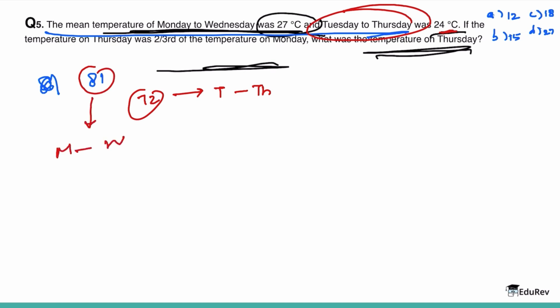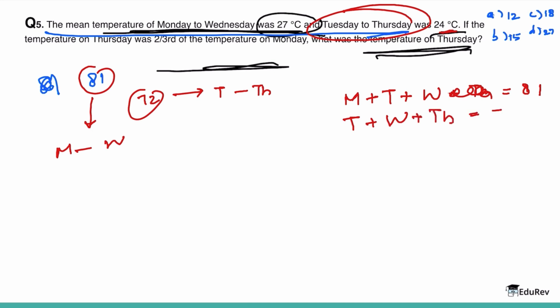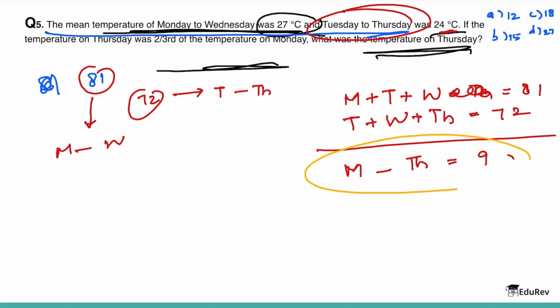Now, the difference will arise out of the replacement of Monday by Thursday. Correct? Because Tuesday and Wednesday is common to both of them. The only change is Monday and Thursday. Now, how can I mathematically write it? Monday plus Tuesday plus Wednesday is going to give me 81. Then Tuesday plus Wednesday plus Thursday is going to give me 72. Now, if I subtract, I will get Monday minus Thursday as 9. So, this is important.